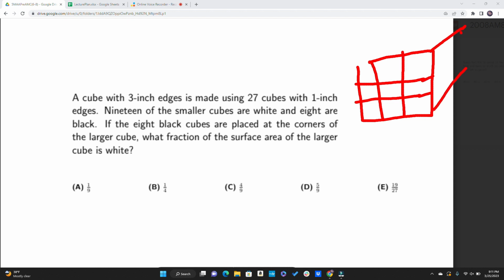Pardon my art skills. Not an artist. That's okay. Everybody has their own strengths. Oh, yikes. That's a little confusing. I'm going to start again.